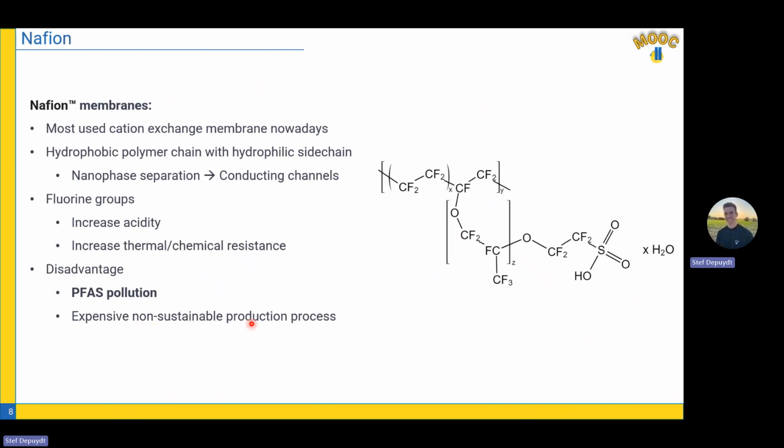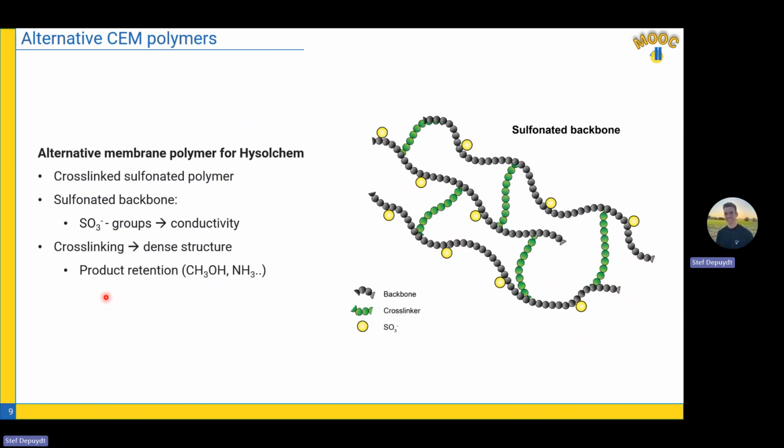So this brings us to the goal of HySolChem with respect to the membrane, which is mainly making an alternative cation exchange membrane that is more low cost, that has a more sustainable production process, and for sure where we don't have this PFAS pollution. There are different options for how we can manufacture that membrane, and we will go for the concept of using a sulfonated polymer backbone. So we have here a backbone indicated in black with the sulfonic acid groups in yellow, and we will cross-link this backbone using a cross-linker.